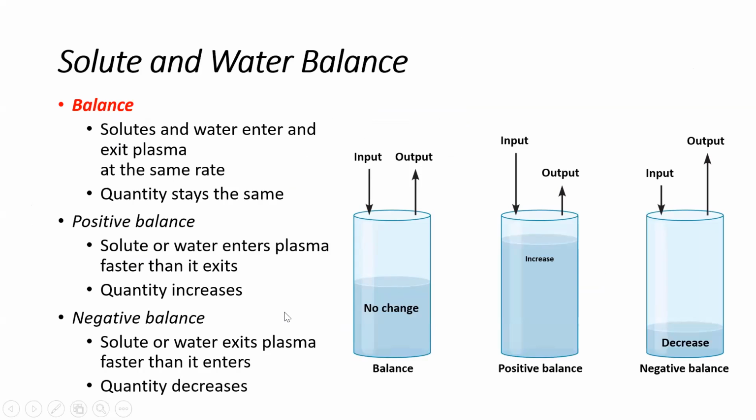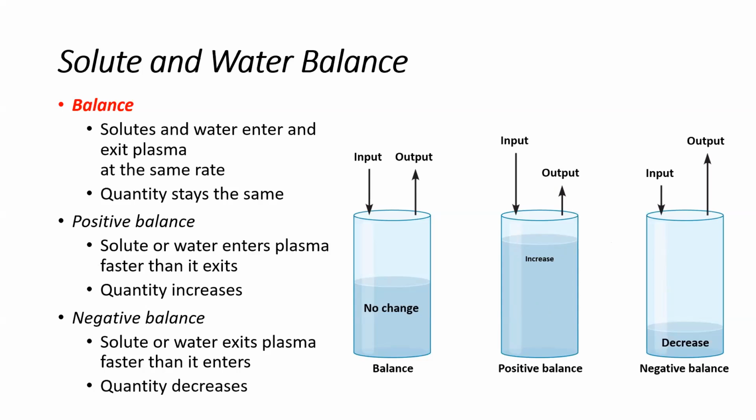In a state of positive balance, water or solute is entering the plasma faster than it is exiting. And so the concentration is going to increase, the water balance is going to increase. And we can see here that the volume is going to increase, right? So as more water is entering than what is exiting, we end up in a state of positive balance. And then a state of negative balance would be the exact opposite.